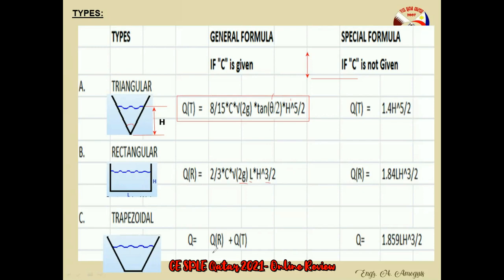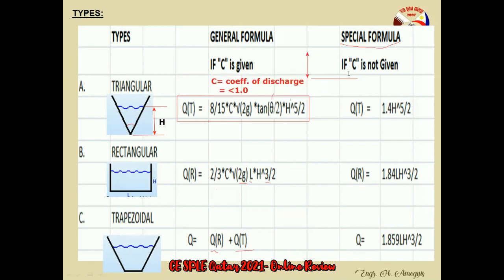Then pag trapezoid, normally, ina-add lang siya, rectangle at saka triangle. So, combination ng A and B. Now, pero may special case ito. No? If C is not given, normally, by the way, yung C na pinag-usapan na, what is C? C is coefficient of discharge. In this case, normally, C less than 1.0. Okay? So normally C less than 1.0.